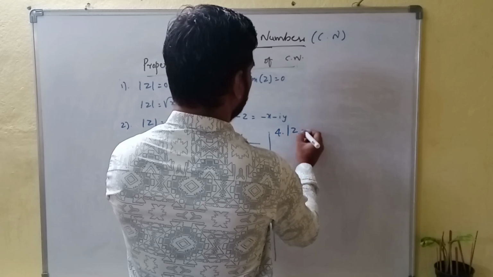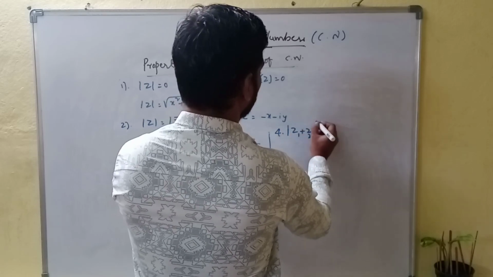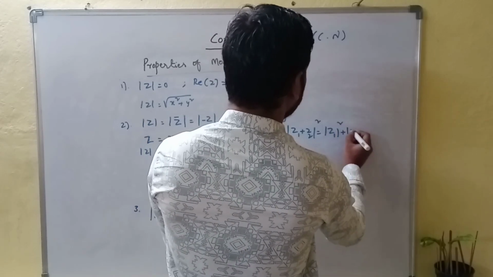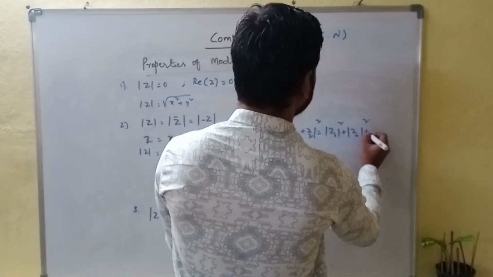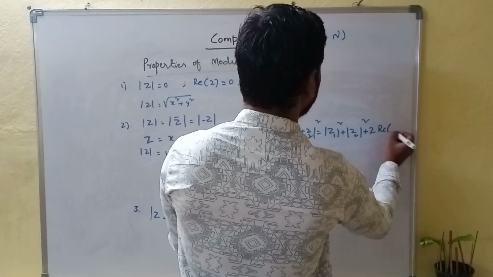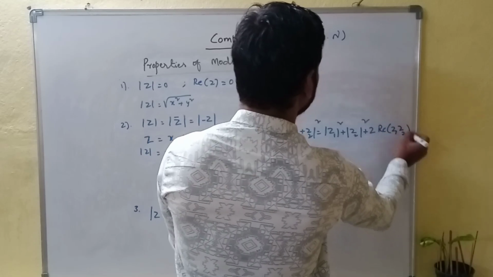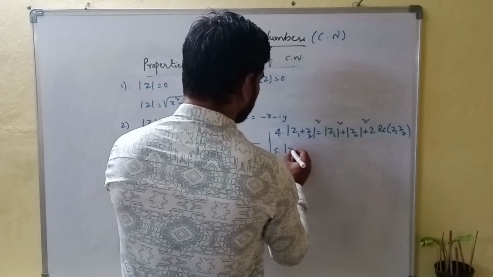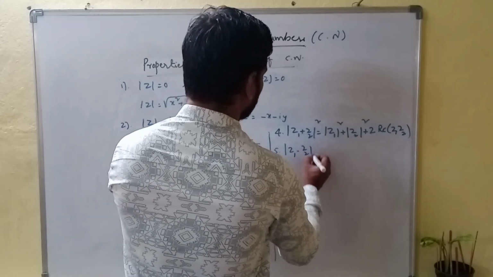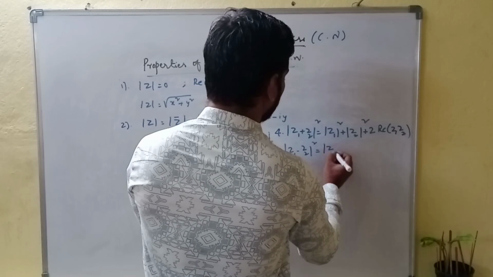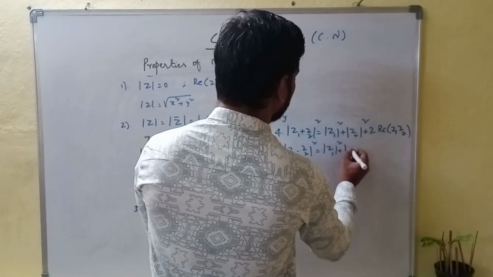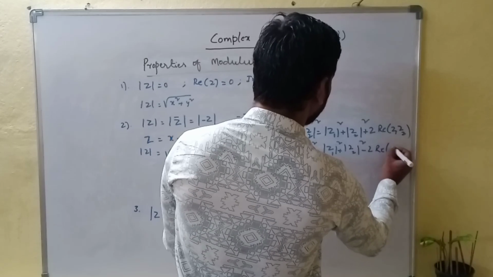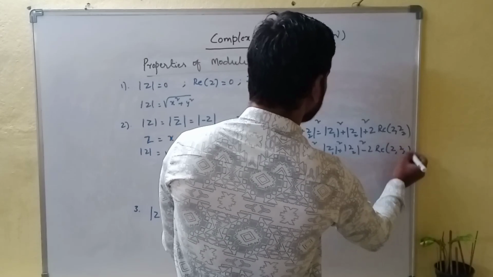Mod of z1 plus z2 whole square is equal to mod z1 whole square plus mod z2 whole square plus 2 into real part of z1 into z2 bar. Another property is mod of z1 minus z2 whole square is equal to mod z1 whole square plus mod z2 whole square minus 2 real part of z1 into z2 bar.